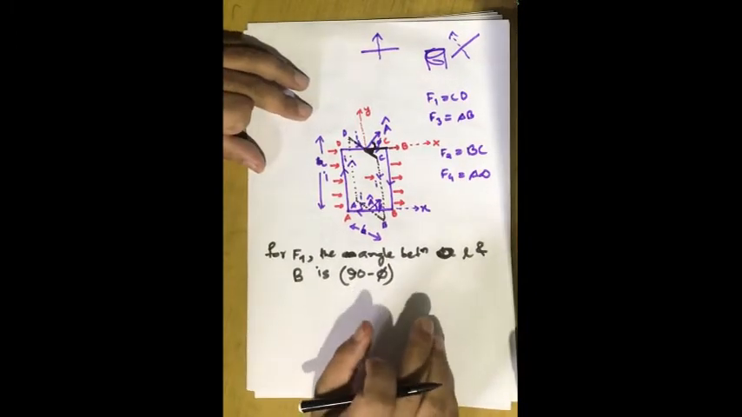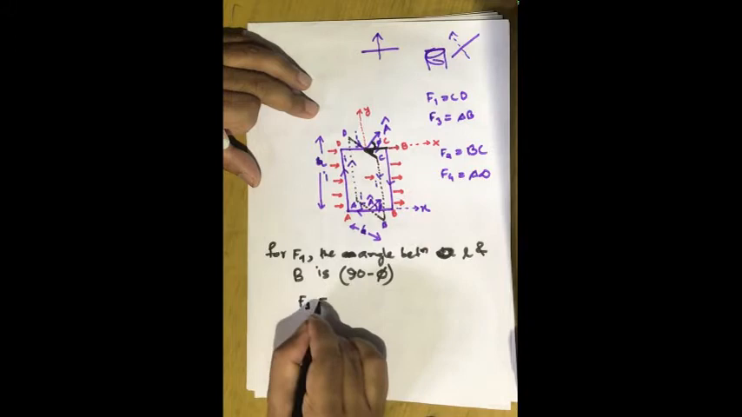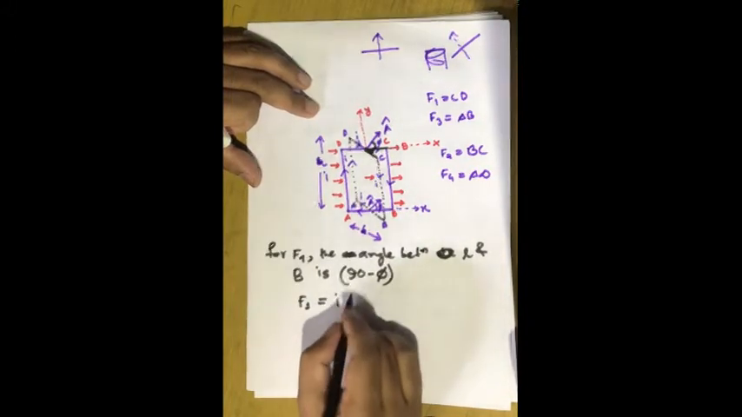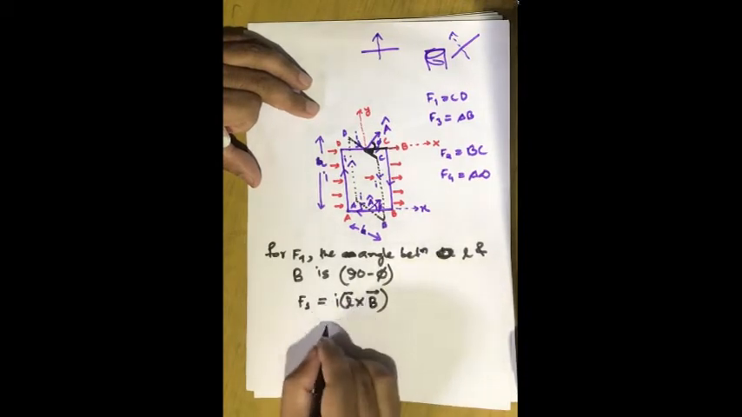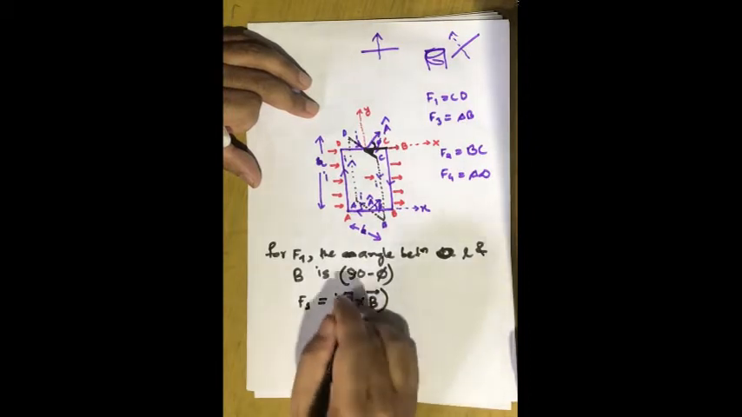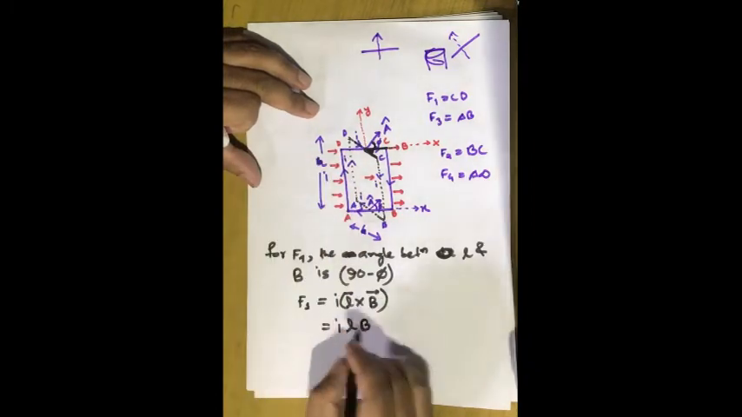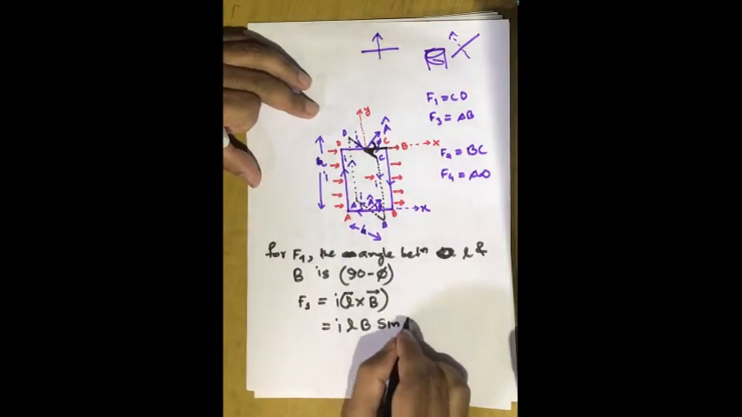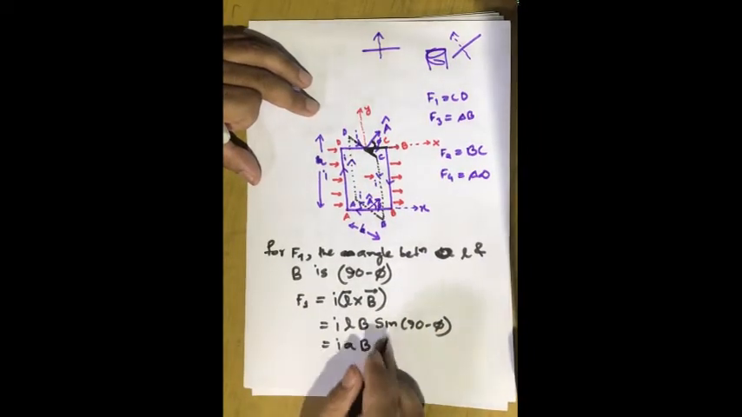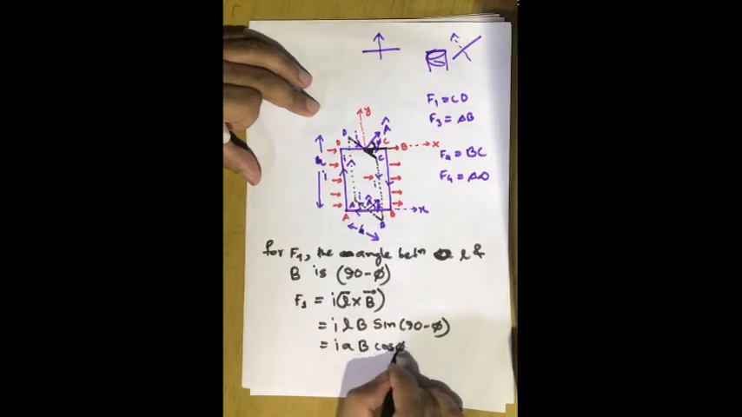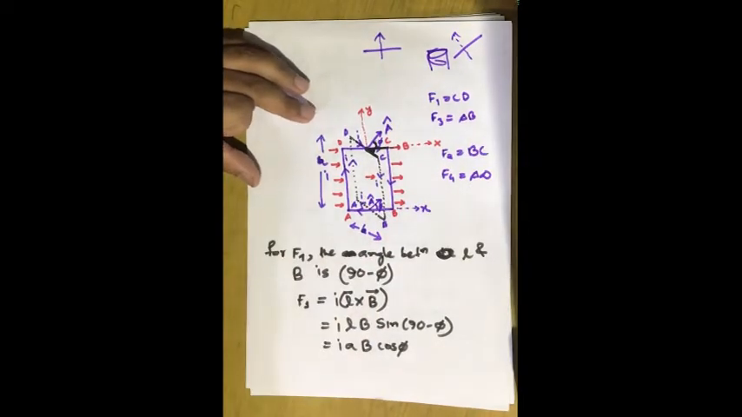Now we are going to calculate the value of this force. Say F1 is equal to I into L cross B vector. This will be equal to ILB sine of the angle between L and B. L in this case is nothing but the breadth of the current loop. So the angle will be 90 minus phi. Taking the magnitude of the force, IAB sine of 90 minus phi is equal to cos phi. Therefore F1 will be equal to IAB cos phi. So this is the value of the angle we have found.